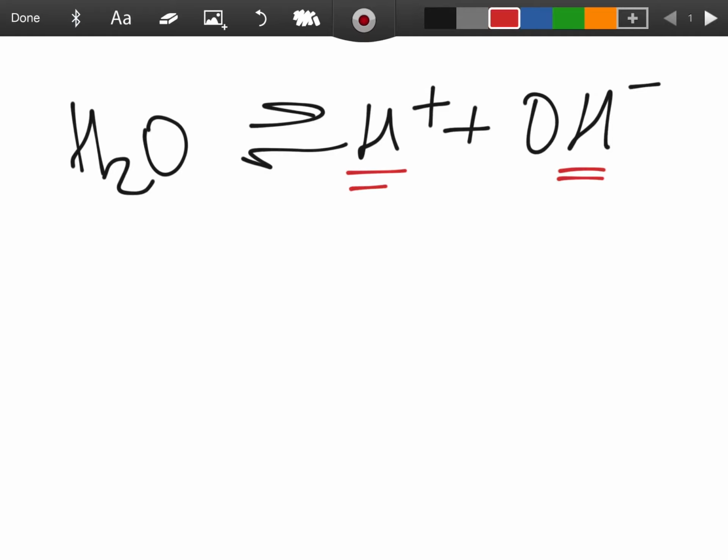Now, the degree of ionization is very small, so there aren't many H plus and OH minus ions, but there are some. And the fact that there are ions present allows water to conduct electricity because they carry the current, okay? Now, you need to know about Kw, which is the ionic product of water.